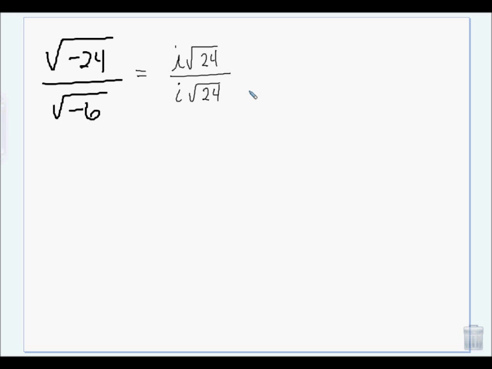Why'd you make the denominator 24? Oh, I didn't mean to. I meant to make it 6. Thank you for catching that. Okay, so no radicals in the denominator, no i's in the denominator. So in order to cancel the i, I need to multiply it by i, because i times i is negative 1. So if you square i, you get negative 1. And then to get rid of the square root of 6, I multiply it by the square root of 6.